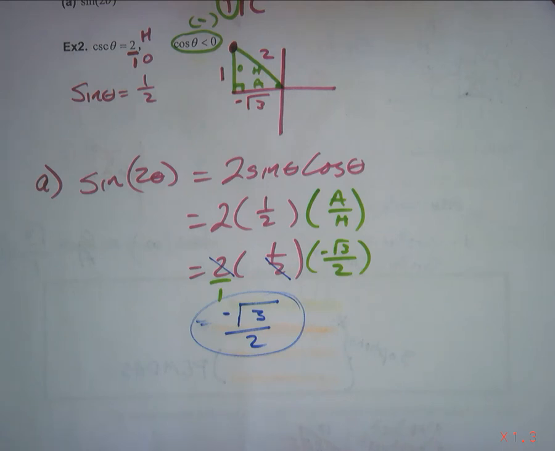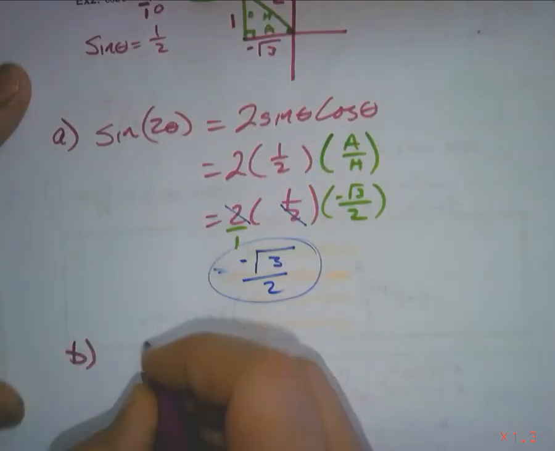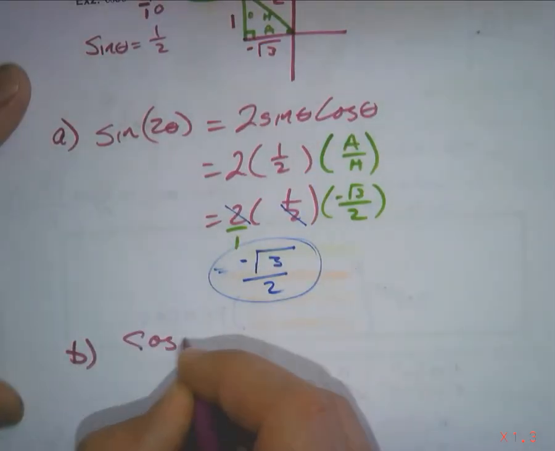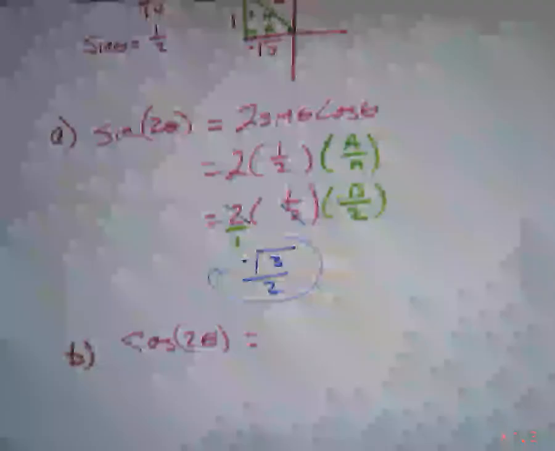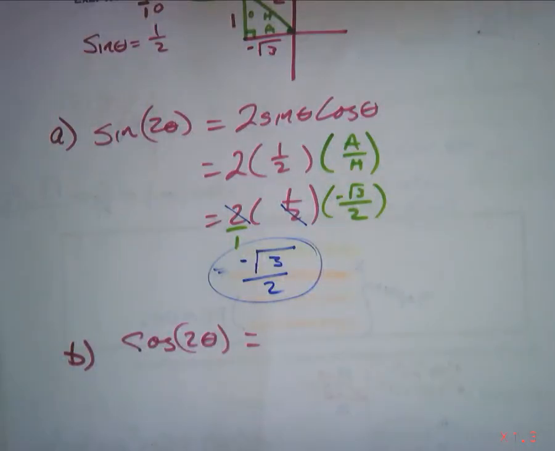So the last thing is, if we want to find cosine, you have 3 options, right? So if I want to do cosine, we have 3 options. Which one do you want to use? Do you want to do the cosine squared minus sine squared, or one of the other 2?